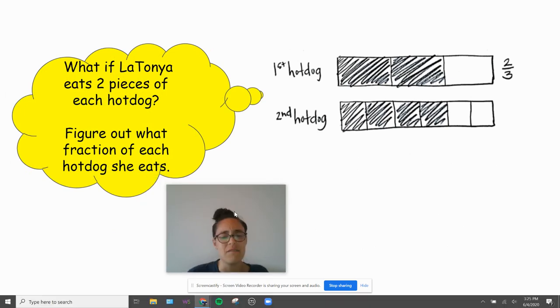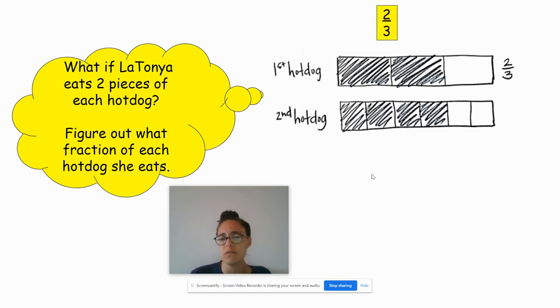So what if, though, LaTanya eats 2 pieces of each hot dog? What do you think would happen? Take a moment, think. So I have 2/3 over here. I have 1 piece and 2 pieces. So my 2/3 right here. And I have 2 pieces right here, which is 2 out of 6 pieces.